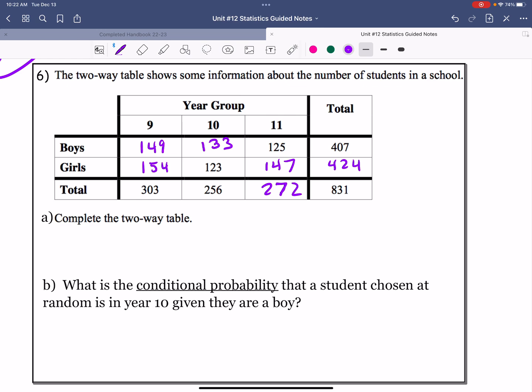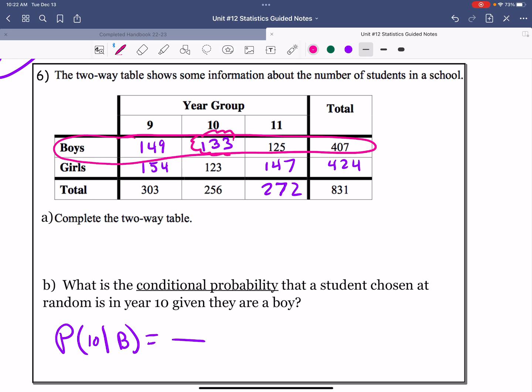Knowing that, what is the conditional probability? So we're diving into conditional probabilities: the probability that a student chosen at random is in year 10, given that they are a boy. So year 10, given that they are a boy. That's our notation for it. And so year 10, given that they are a boy, means that we are only looking at boys.